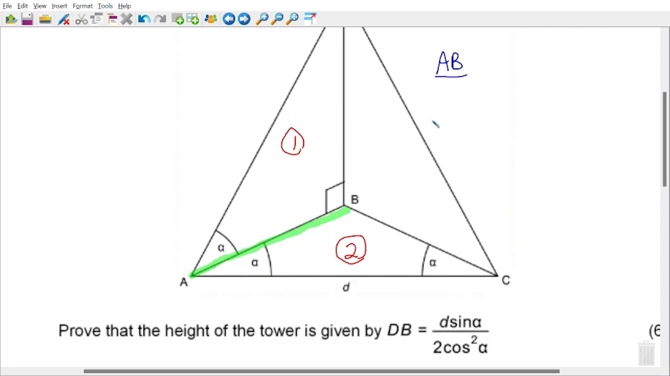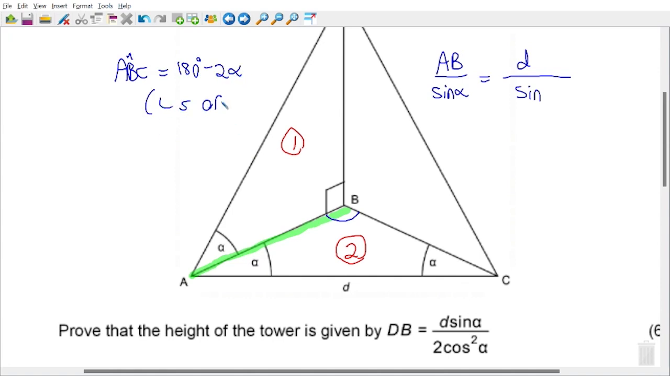over the sine of alpha is going to be D over the sine of this angle ABC. But ABC is actually 180 minus 2 alpha, and that is because of the angles of triangle ABC. So instead of writing ABC here, I'm going to go 180 minus 2 alpha.